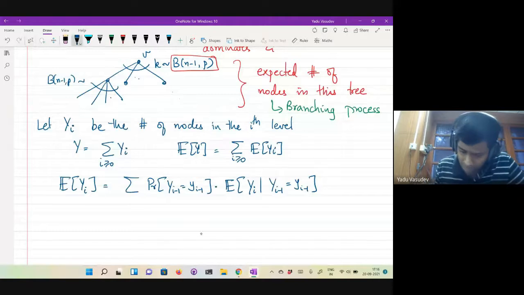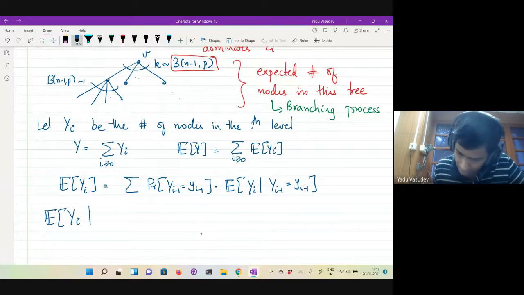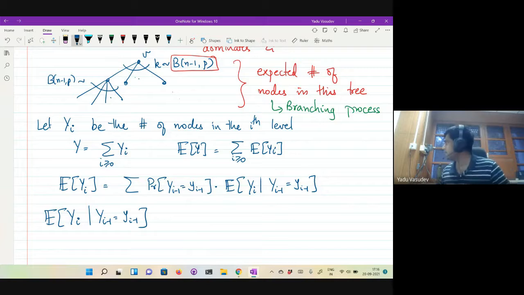And so let's look at what this quantity is, given that Y_{i-1} is equal to small y_{i-1}. Any questions so far? Any questions? Okay.